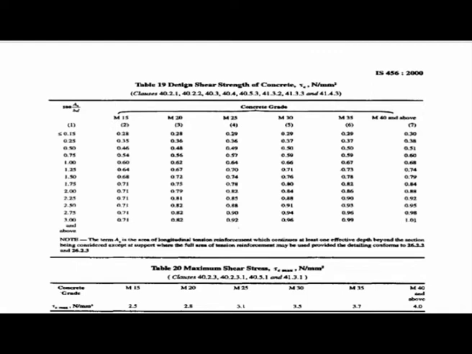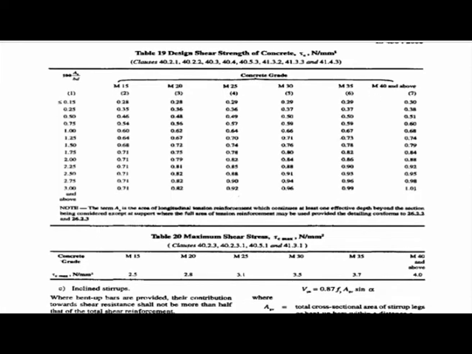So, this is Table 19 which we use. For M15, M20, M25, M30, M35 and M40 and above. If it is M45, then we shall use the same one, and we have different percentages of steel, that means up to 3% we can go. And yesterday also I showed you the maximum shear stress.